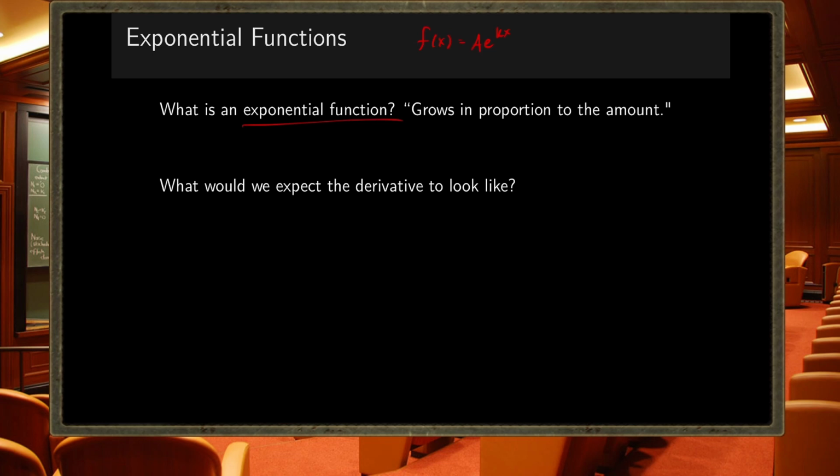But in definition, growing in proportion to the amount is actually telling us something about the derivative. If the derivative is the instantaneous rate of change, then what would we expect the derivative to look like? We'd expect it to be proportional to f of x, or like a scalar multiple of f of x. If it's going to grow in proportion to the amount, the derivative should have a similar shape to the function itself. And that turns out to be the case.